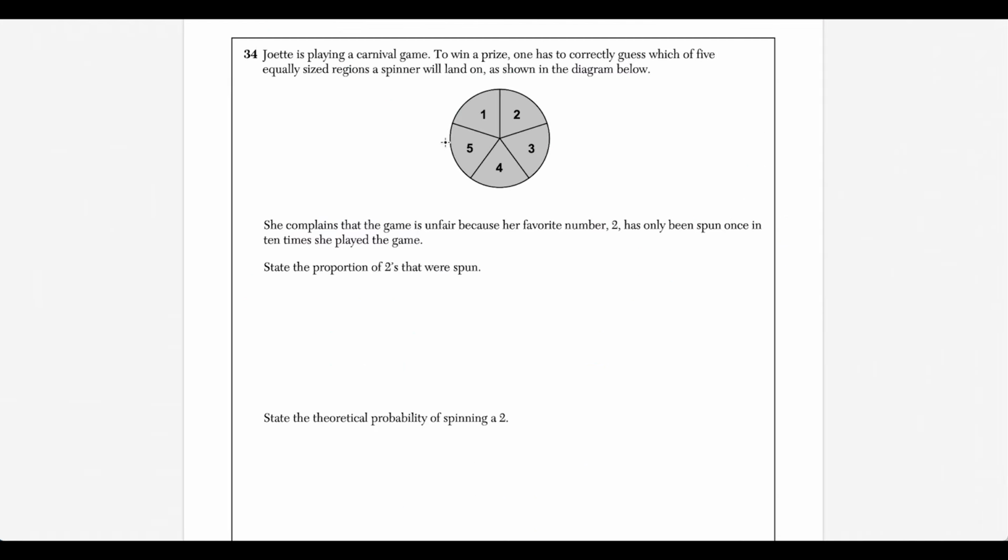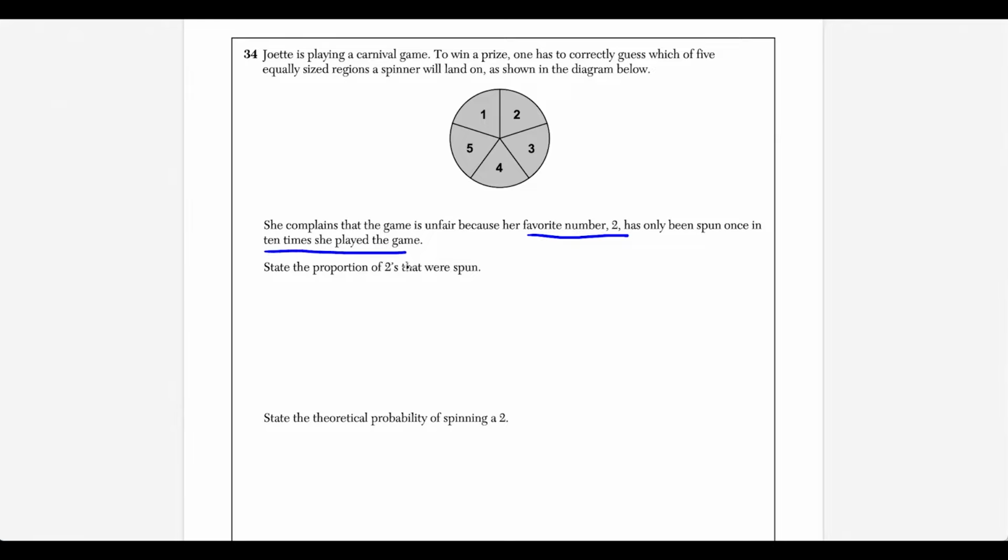So take a second to read through question 34. So Joette is playing this game and they're spinning a spinner and they want it to land on the number they guess. And she's complaining that the game is unfair because her favorite number is 2 and it has only been spun once in the 10 times she played the game.